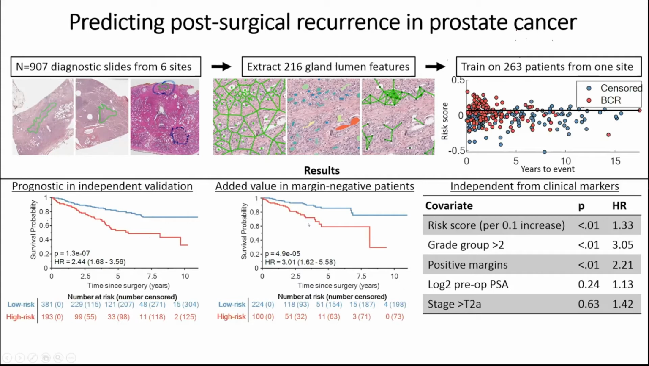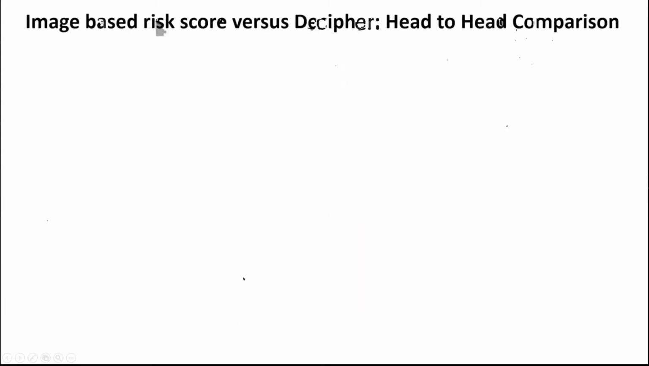What perhaps was even more satisfying was the fact that when we looked at margin negative patients, in other words, patients who had truly low risk disease because they were margin negative, even there we were able to identify a set of patients who had worse outcome. And so this suggests that there may be another subset of patients who could benefit from adjuvant therapies, say, for instance, docetaxel or radiotherapy in the adjuvant setting.